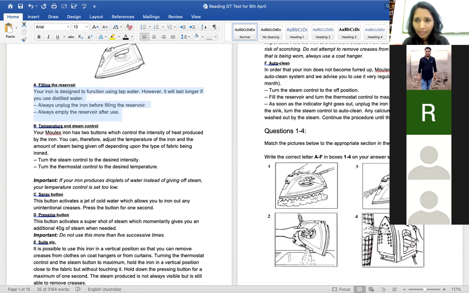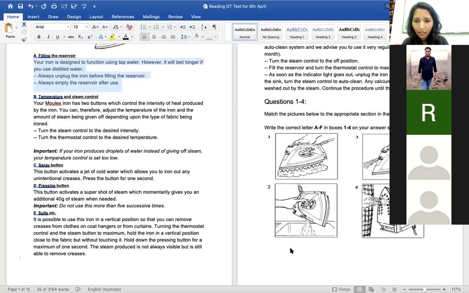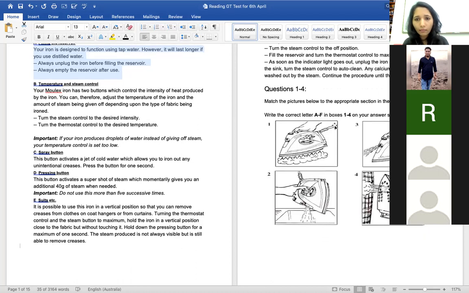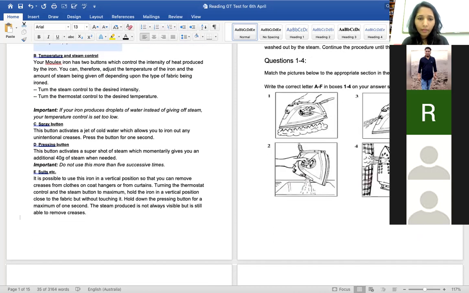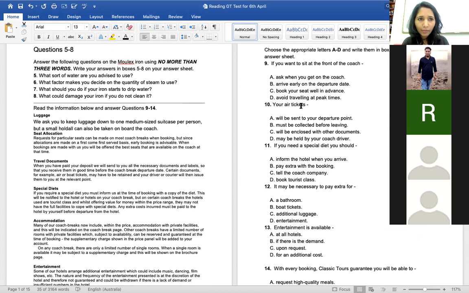Holding it over the sink, unplug the iron and holding it over the sink, turn the steam control to auto clean. Any calcium deposits will be washed out by steam. So it doesn't look like steam, maybe it's water. So it's washed out by steam and not water. Maybe that's the reason. Oh, that's good. Okay, so let's do from question number 5 to 8.